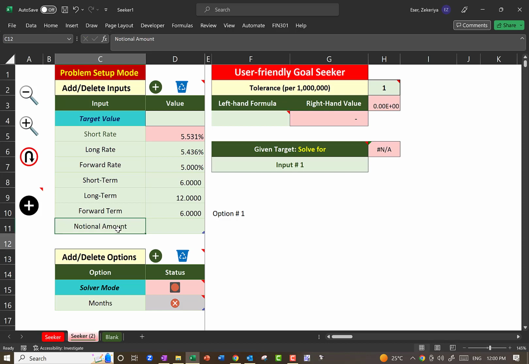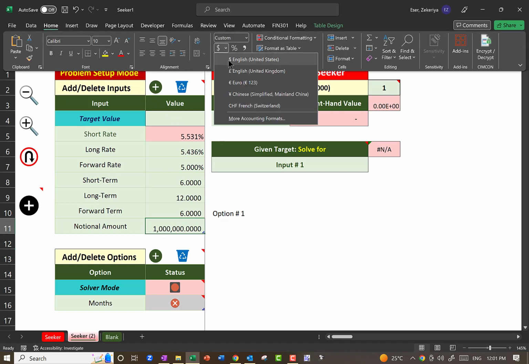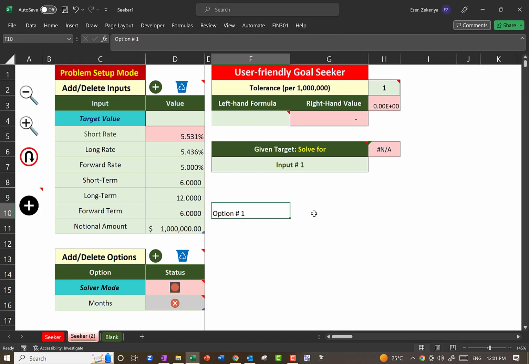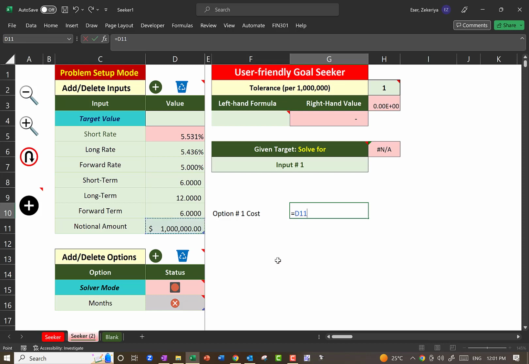Let's find out how much we need to borrow first. We're going to borrow the present value of $1 million. 1 plus the short-term rate. Okay. Since I'm doing this using monthly convention, I'm going to multiply the short-term rate with the short-term months, divided by 12. Okay. That's how much I need to borrow.